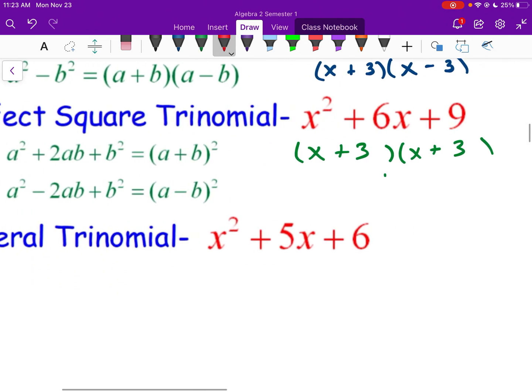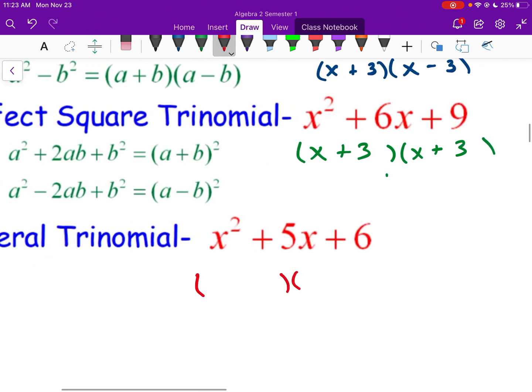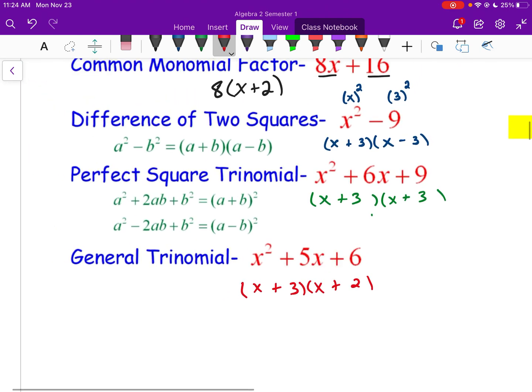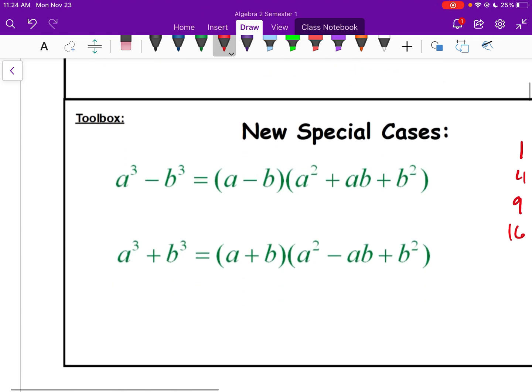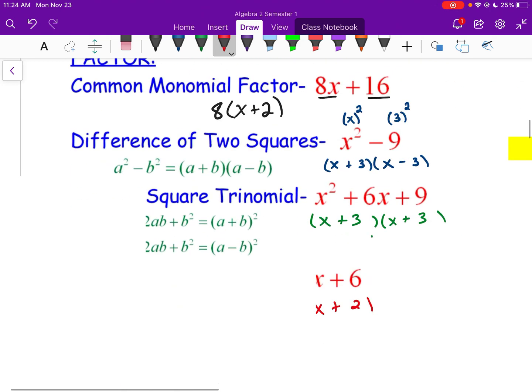And then finally, the general trinomial. Okay, we take out the greatest common factor. What am I multiplying to get that x squared? How do I multiply and get 6? In this case, it was 3, 2, and my signs would be plus. Okay, so those are the ones that we've done up to this point. Again, that's the ones in our toolbox, those are going to be the new ones.